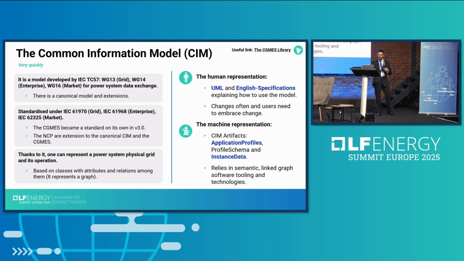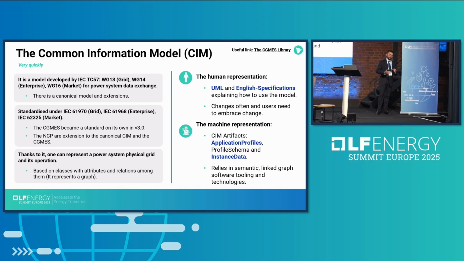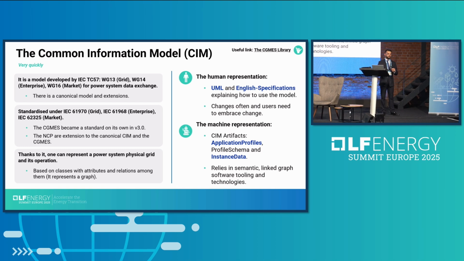There is a canonical model, and there are extensions. The CIM-based model became a standard on its own in version 3.0. Before 2021, it was a technical specification, so just for your information. And the network code profiles, as I said, are an extension to this canonical CIM and the CIM-based. Thanks to it, we can represent the grid and the operation of it.